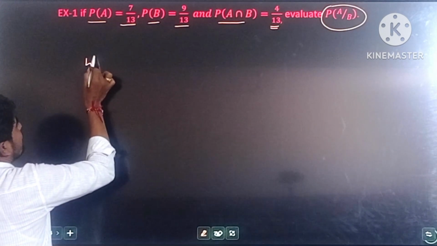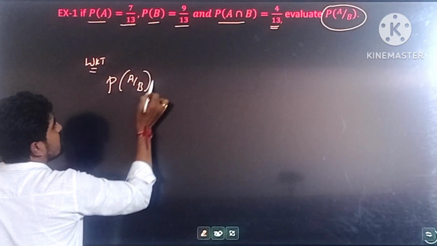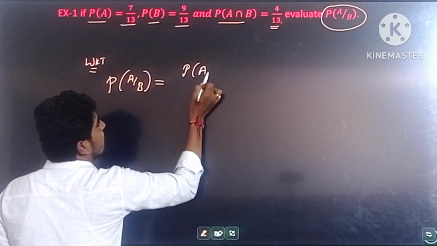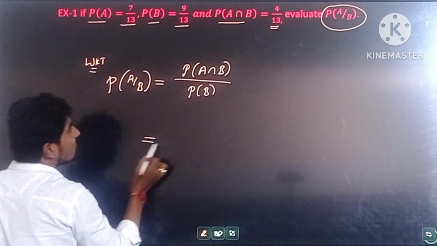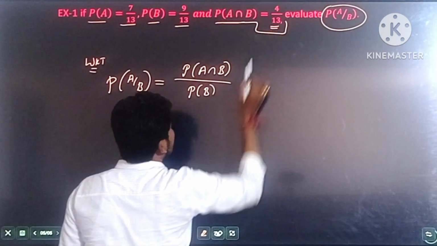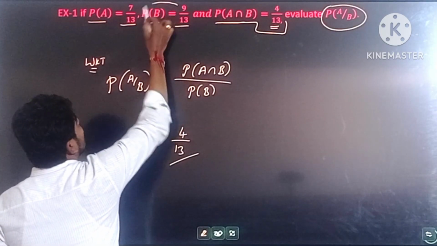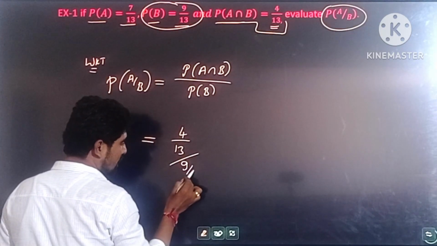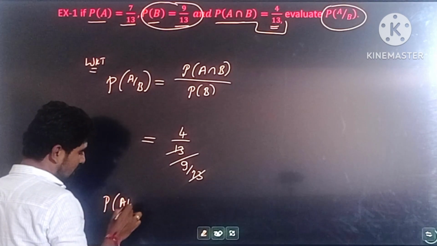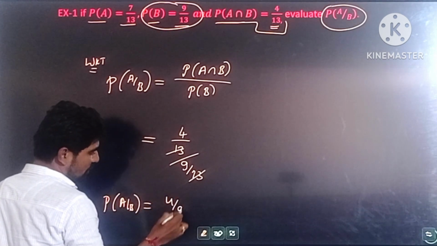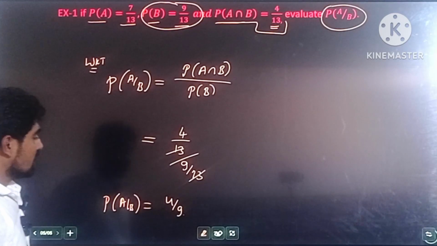So here the probabilities are directly given, and we need to calculate the probability of A by B. We know that probability of A by B is equal to probability of A intersection B divided by probability of B. In this question, probability of A intersection B is given, that is 4 by 13, and probability of B is also given, that is 9 by 13. So 13 gets cancelled, hence the required probability of A by B is equal to 4 by 9. That is the answer. I hope all of you understood. So next consider the second question.